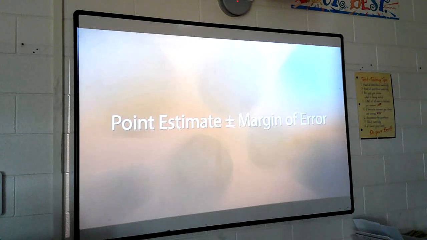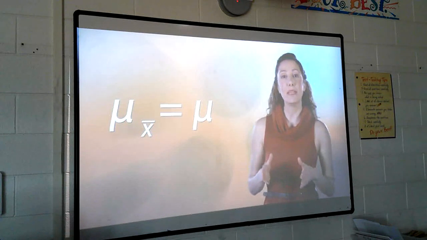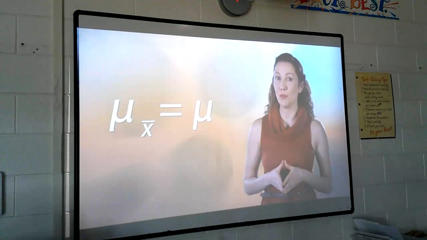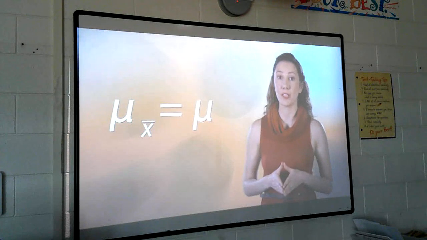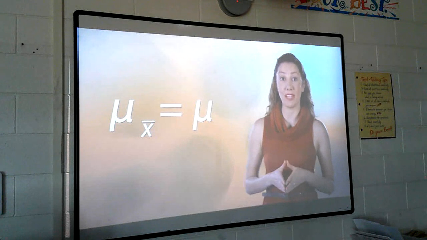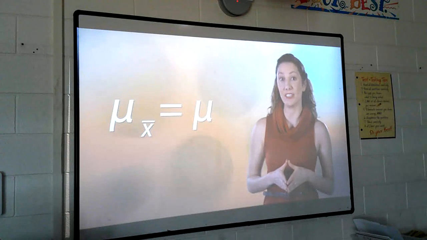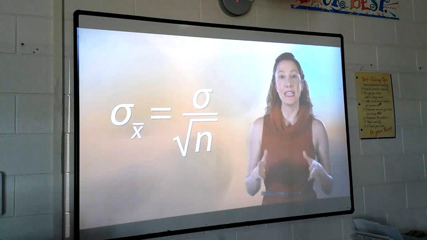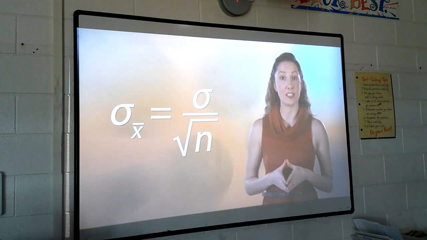Luckily, we know that since the sampling distribution of X-bar is normal, the mean of the sampling distribution, the mu of X-bar, is the same as the unknown mean of the population mu. We also know that the variability of X-bar is described by its standard deviation, which we can calculate with this familiar formula. In this case, the population standard deviation sigma is 63.